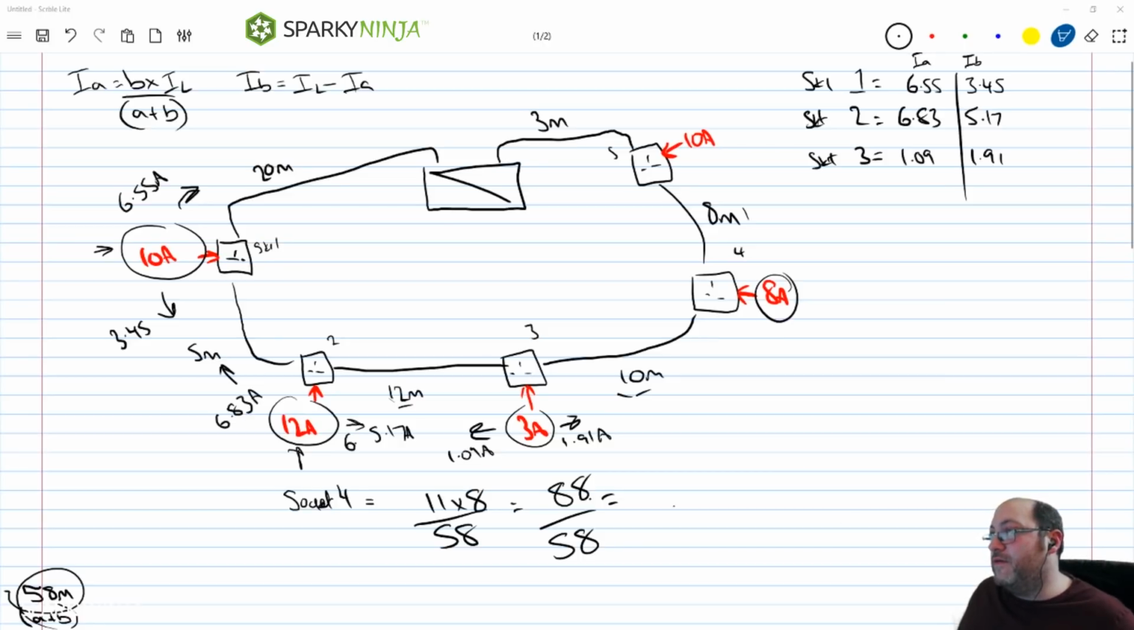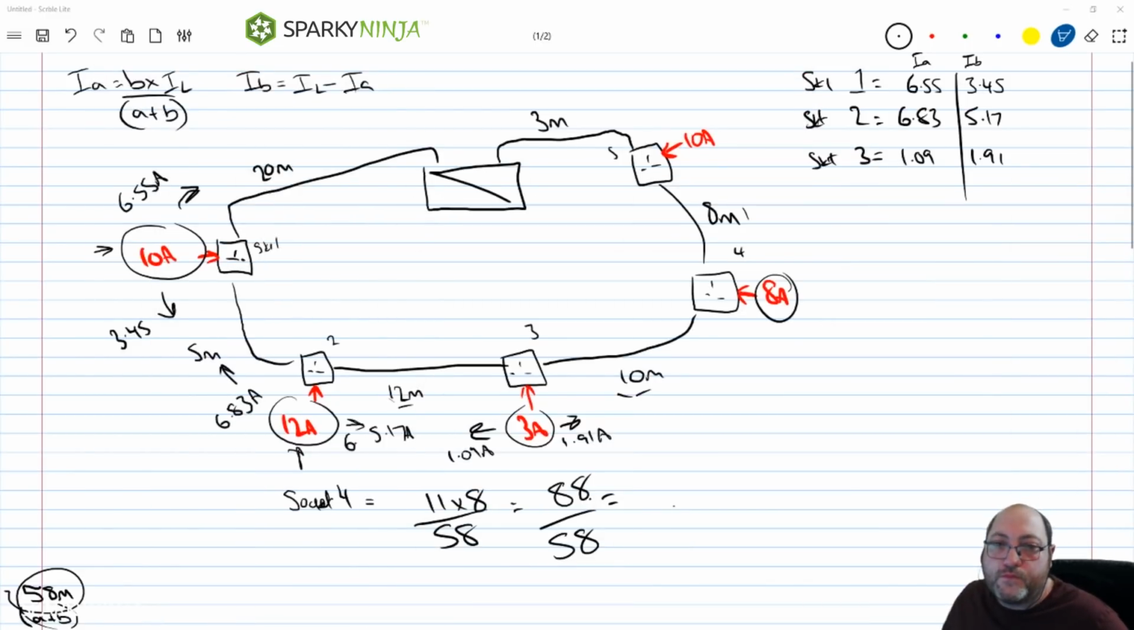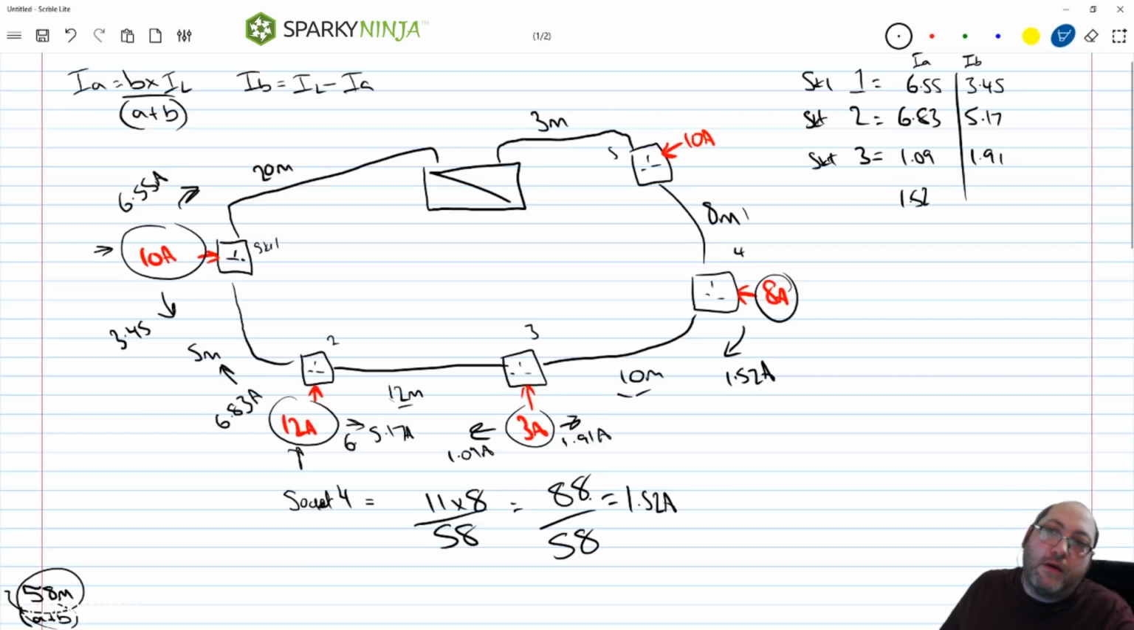88 over 58. Bring this over here so you can see it. Is 1.517, so 1.52. So that means of this 8 amp here, 1.52 amp of that is the IA. And so if 1.52 of that is IA, then 8 minus 1.52 is 6.48. Obviously, 6.48 of that going that way is IB.